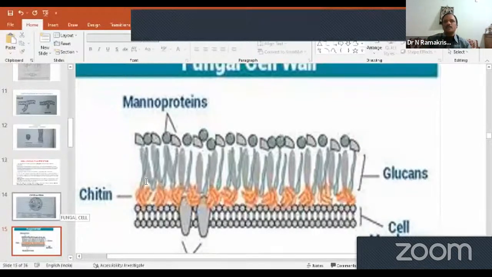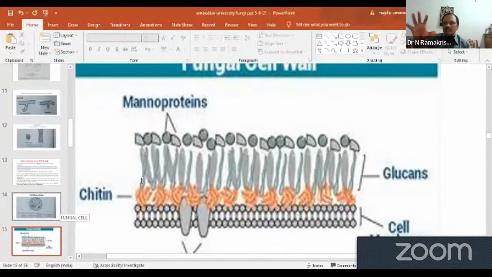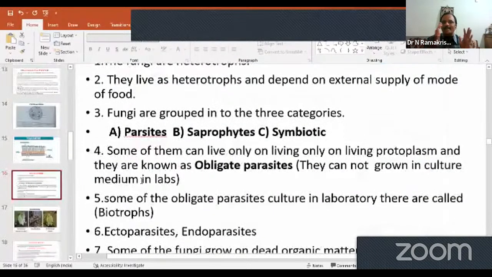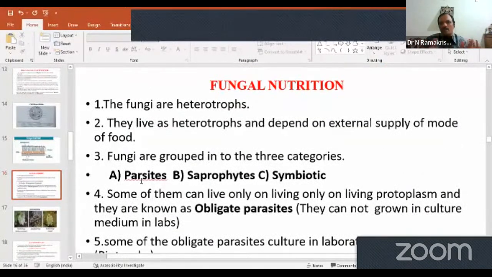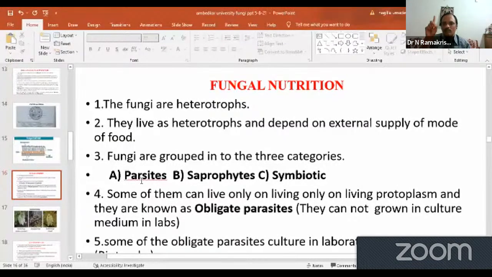Next, fungal nutrition. As you know very well, fungi are heterotrophic. The fungus always depends on a host; there is no host, there is no fungus. That's why fungi are divided mainly into three categories: number one, parasitic fungi; number two, saprophytic fungi; number three, symbiotic fungi. Mainly, fungi are divided into three types based on nutrition.